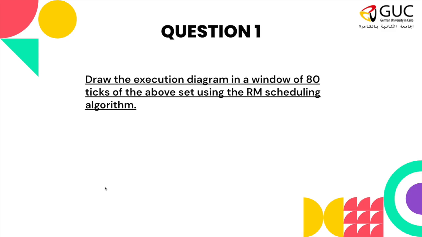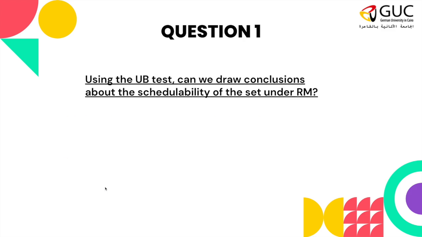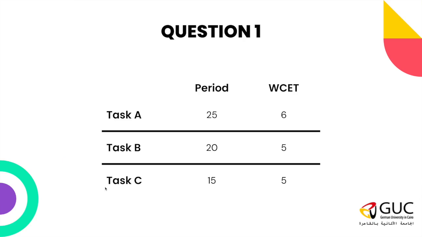Since we are using the rate monotonic scheduling algorithm, the priorities are assigned according to the period of the tasks. The task with a shorter period will get a higher priority. Here we have 3 tasks and 3 periods. The shortest period is 15 clock ticks, which is task C. Therefore, task C will be assigned the highest priority in our system.